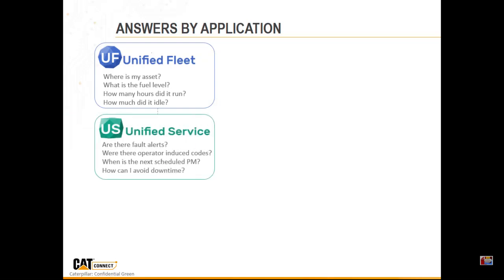Unified Service is the application that answers questions related to health and maintenance. So are there fault codes coming off the machine that can inform the equipment manager about a low oil pressure event or something else that can be fixed before it becomes a larger issue and causes machine downtime?